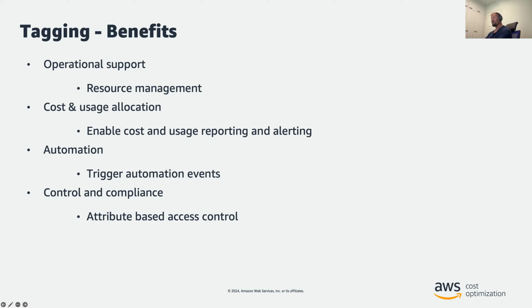Control and compliance. Well, you might have some, let's say, PII data in your S3 buckets. If you tag that S3 bucket as having PII data, you can also use that tag for access control. So you could deny access to certain people to that data, since it has personally identifiable information in it. That's one way of managing access, would be using tags.